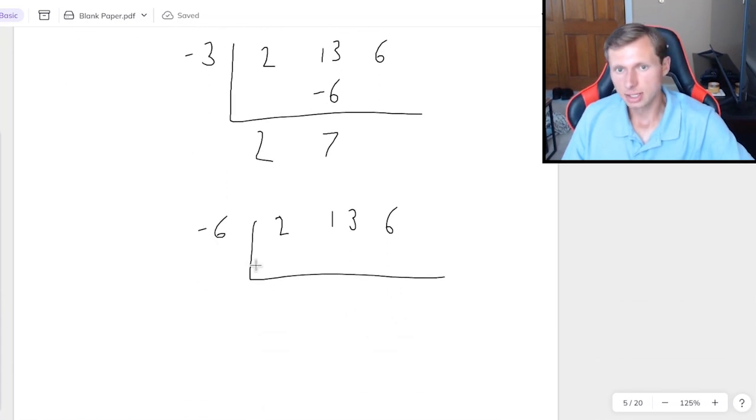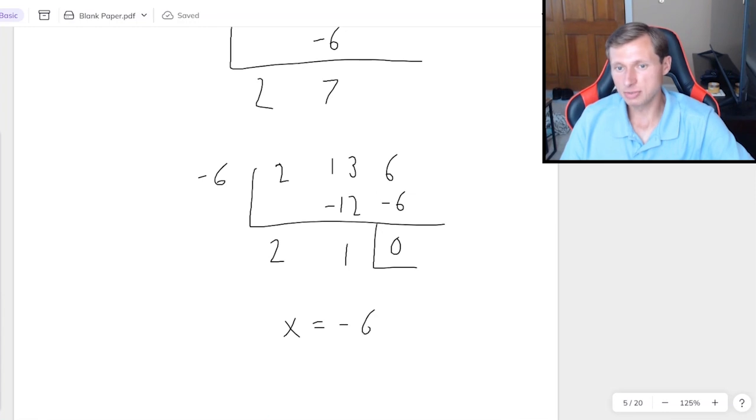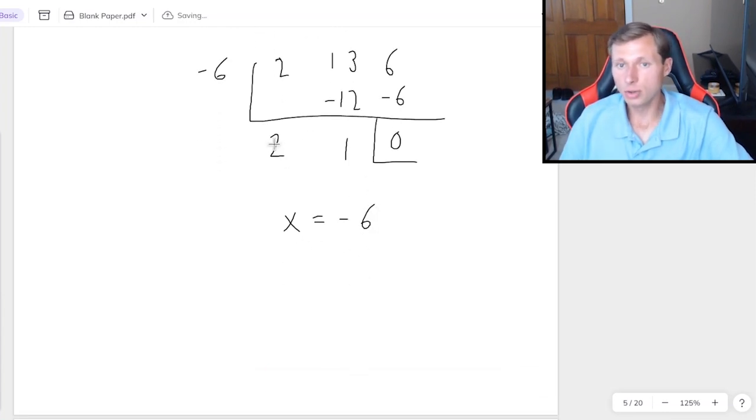Let's try that. So bring down the 2. Times -6 is -12. It's going to be 1 times -6. Yep, there we go. So x equals -6 is an answer. And then all that's left, the 2 and the 1, means I have 2x plus 1.